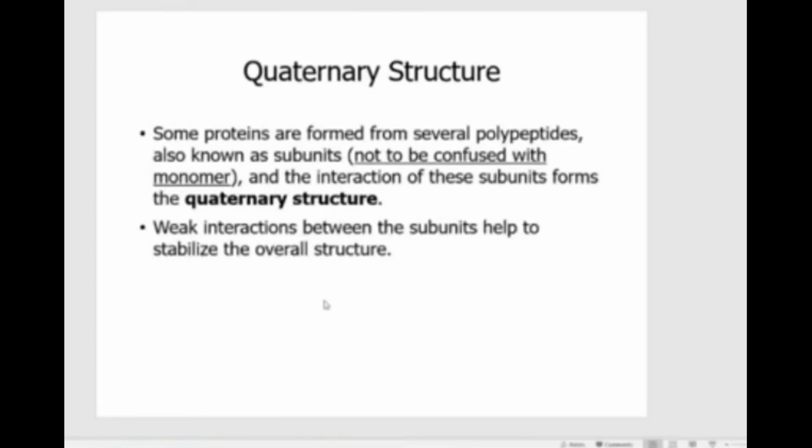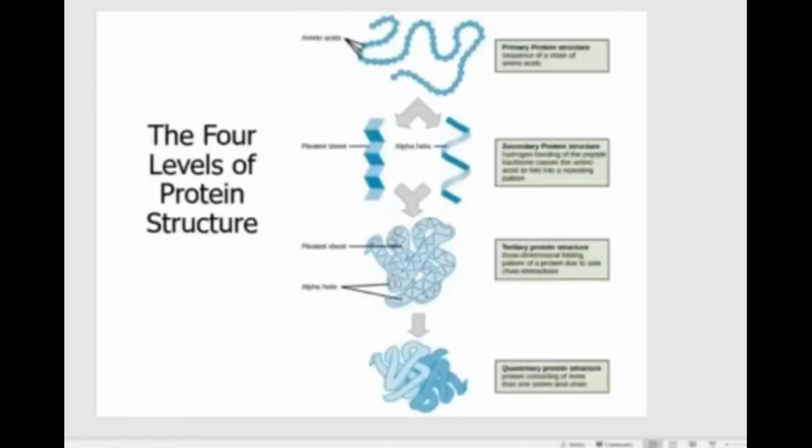The last level is going to be the quaternary structure. Now, some proteins are formed from several polypeptides known as subunits. I'll highlight it here. The subunits here should not be confused with the subunits when we talk about polymers and monomers, right? In that slide, we referred to monomers as subunits of polymers. But this is different. This refers to each polypeptide chain. So what is a quaternary structure? We have to go down to this slide.